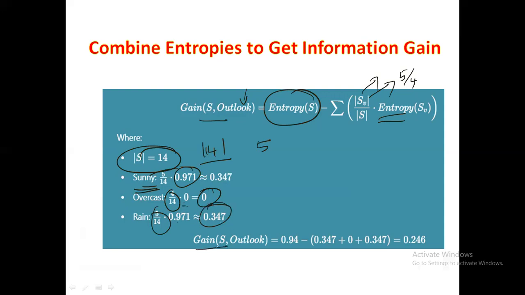So the gain is given by 5 divided by 14 into 0.971, and you are getting 0.347. The gain S comma Outlook is given by the general entropy value we have found out, 0.94, minus all those values: 0.347 plus 0 plus 0.347. If you add all those values and subtract from 0.94, we are getting 0.246.